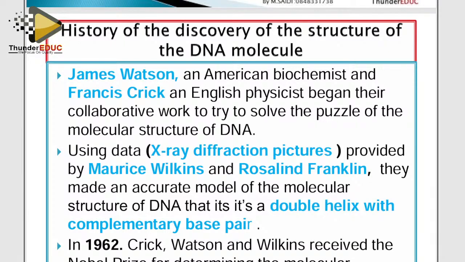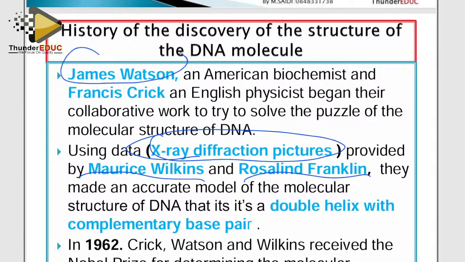Who discovered the structure of DNA using X-ray diffraction pictures? Only this, then that's when you talk about Maurice Wilkins and Rosalind Franklin. If they ask you who discovered the structure of DNA, just like that, you talk about James Watson and Francis Crick. And who discovered that DNA is a double helix with the complementary base pairs? That's when you talk about James Watson and Francis Crick again. So I think, guys, you understand that very well.